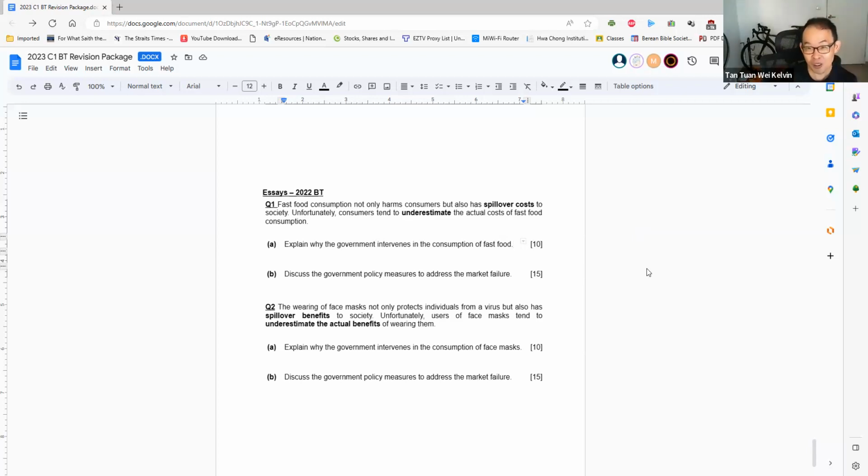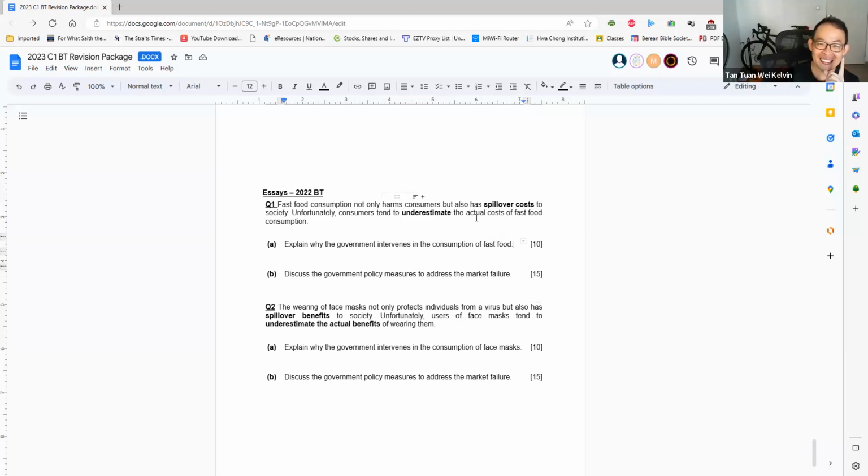I suspect for many of you, since we just came out of the pandemic, you are probably more familiar with face masks. You are aware, for example, that in Singapore we subsidize face masks to make them free. Okay, we have regulation for face masks. So you may be more familiar with face mask policy. Fast food, you may not be very clear. So if you are more familiar with policies involving face masks, question 2 will be much better. Okay, that's one way you can decide for a choice.